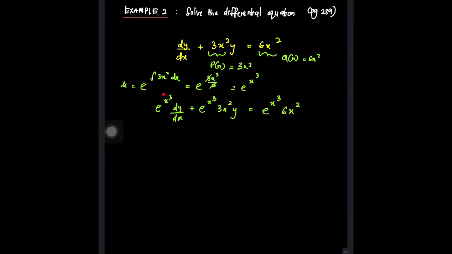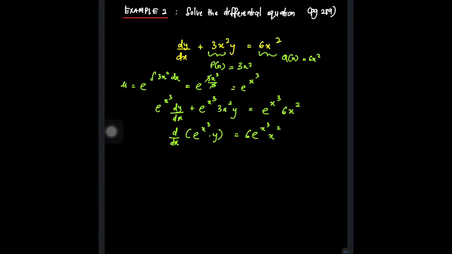As I mentioned just now, these are the terms that you get after you apply the product rule of d over dx of e to the power of x cubed times y. So when you try to differentiate this one, you will get this one. Then your right hand side remains as e to the power of x cubed times the 6x squared. I just put 6 in front, so x squared.